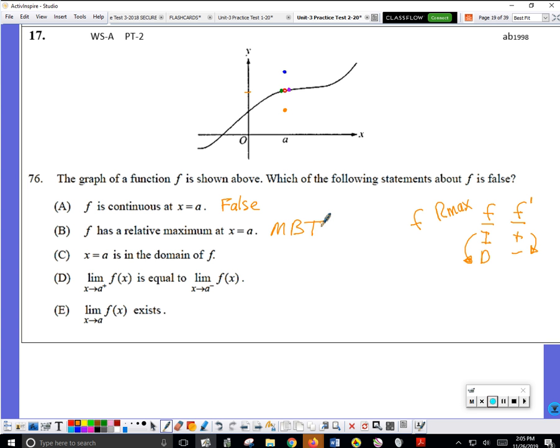Good question. Do I have more questions on this one? It's actually smart to keep going. It says x equal a is in the domain of f. Domain means: is the x coordinate of a an x coordinate where there is a y coordinate? Yep, so that's true. We already found out that these are equal. If these are equal, then this is the same. Question?